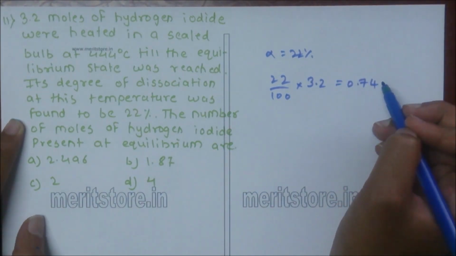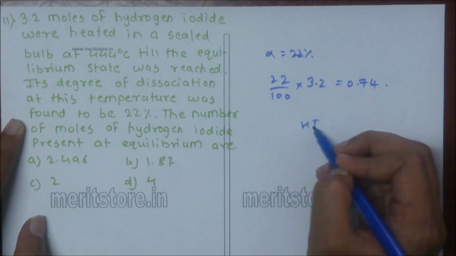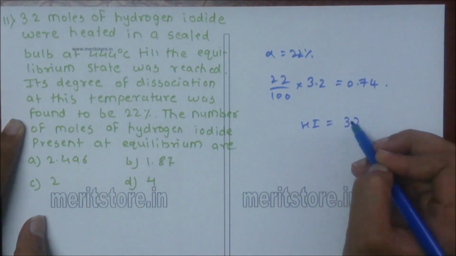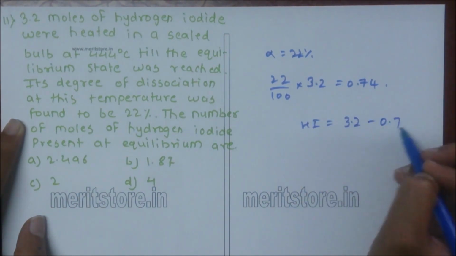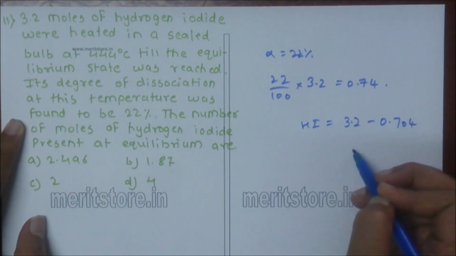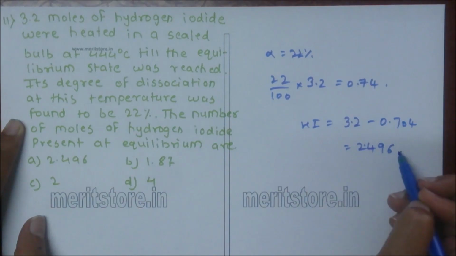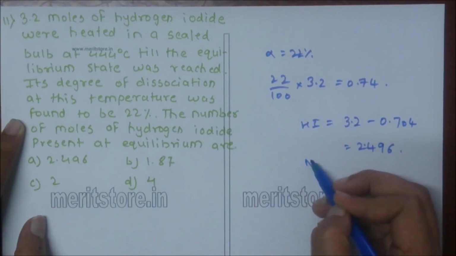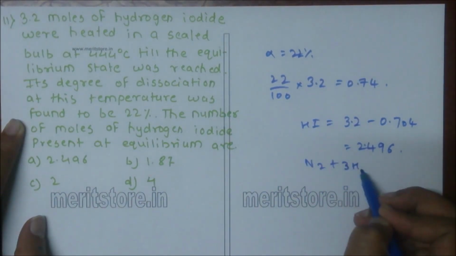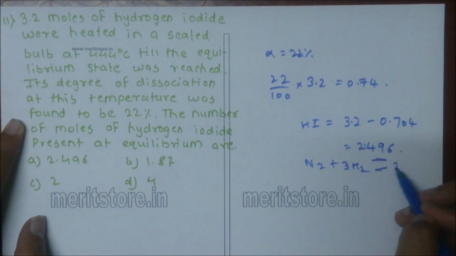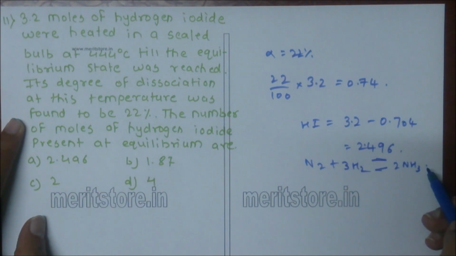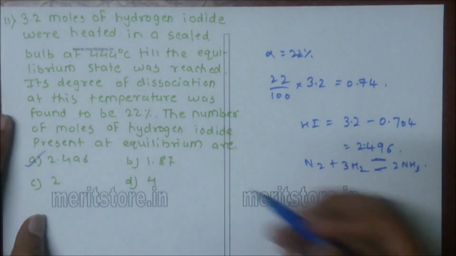So at equilibrium, moles of HI is equal to 3.2 minus 0.704, which is equal to 2.496 moles present, as the equation will be N2 plus 3H2 in a reversible reaction giving 2 ammonia. So option A is the correct answer.